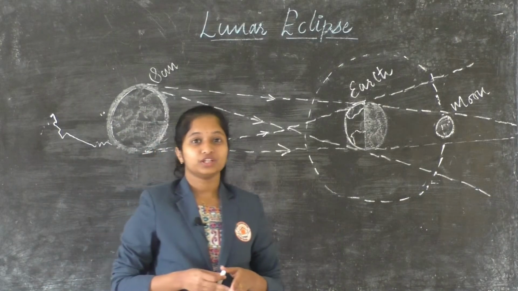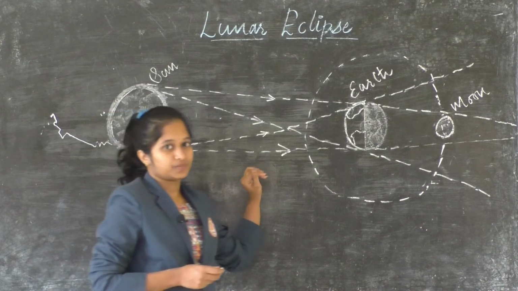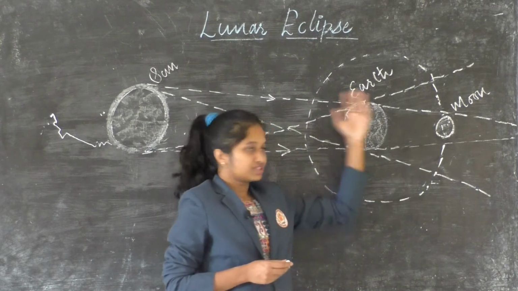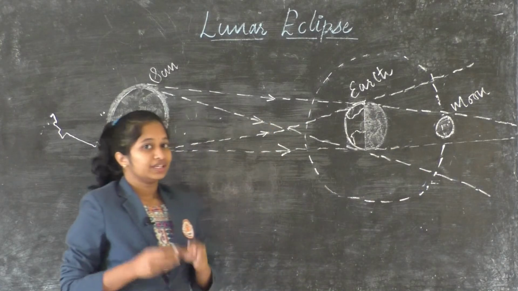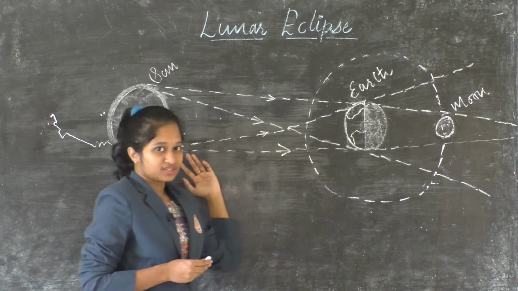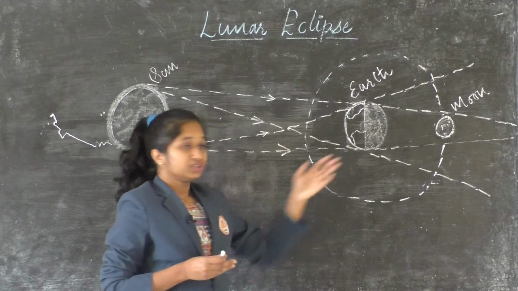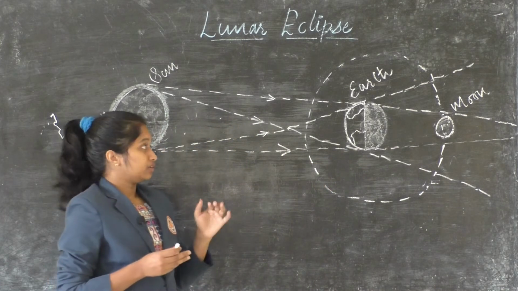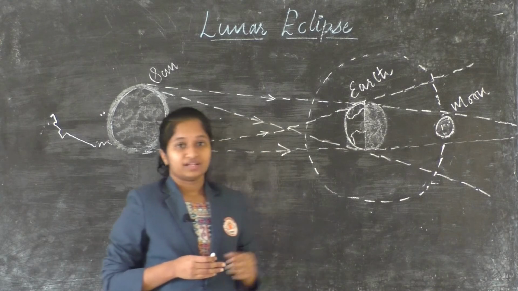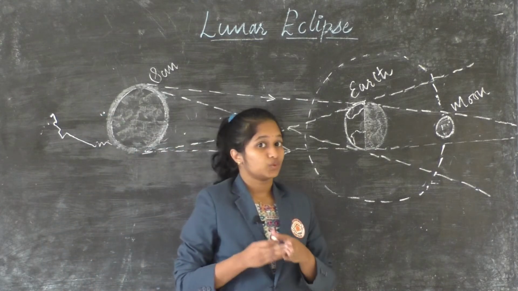Now, let us learn about lunar eclipse. This is the diagram for lunar eclipse. So, you already know the moon revolves around the earth. In the case of lunar eclipse, the earth comes in between the sun and the moon. Usually the moon gets the sunlight, but during lunar eclipse, since the earth blocks the sunlight, the moon doesn't get the light. So what happens?